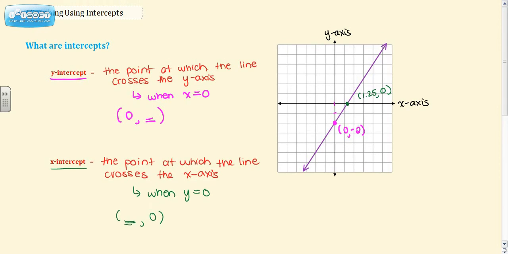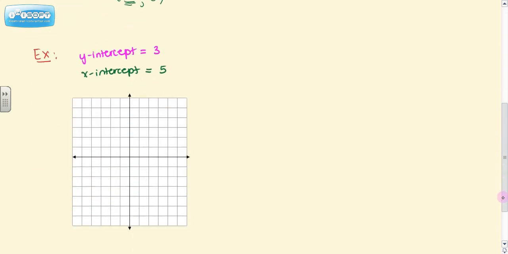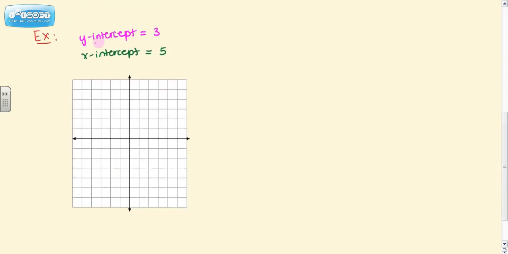So using these two, I can graph a line. I can use the x-intercept and the y-intercept to draw a line. So let's look at an example. Here, I have been given the y-intercept equals 3. So I know that along this grid, my y is here, my x is here. So I know that this line crosses the y-axis when y is 3. So 1, 2, 3. So this is the point (0, 3).